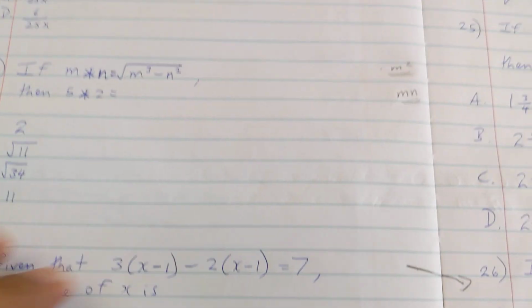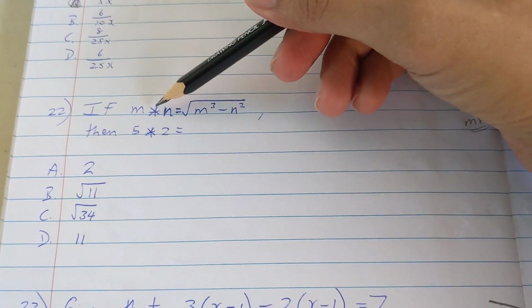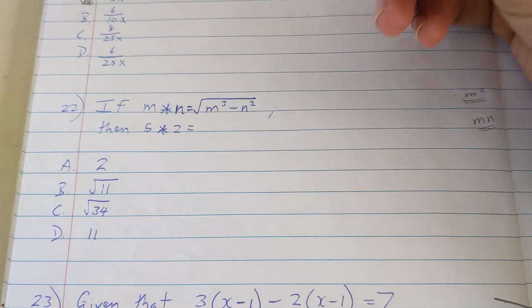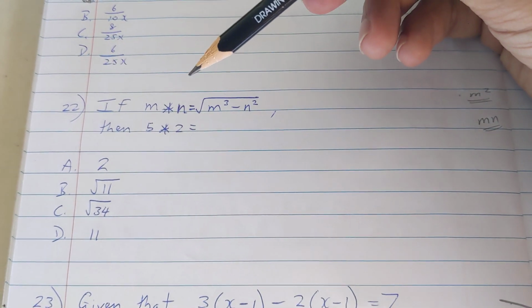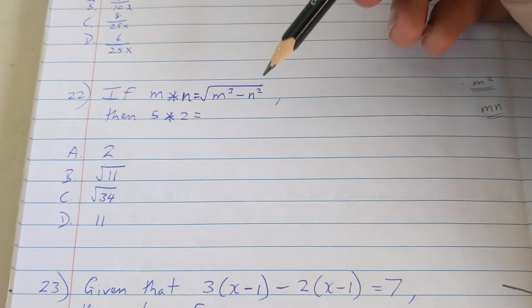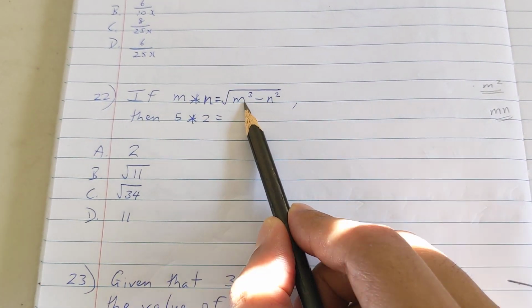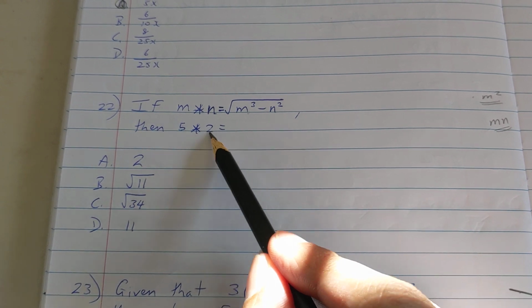Next topic is something called binary operations, where this is the binary operator. It's just not your regular operation that you're accustomed with. You're accustomed with add, subtract, multiply, divide. This could be any combination of those, and be different each time. So in this one, m asterisk n is equal to the square root of m cubed minus n squared, and I want 5 asterisk 2.